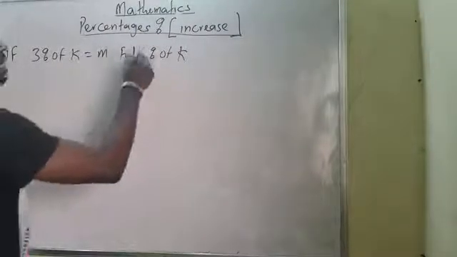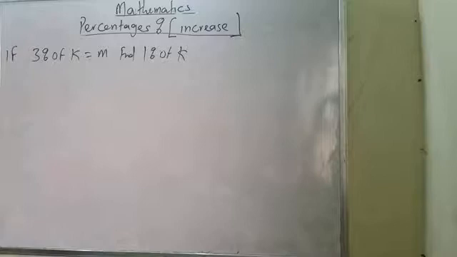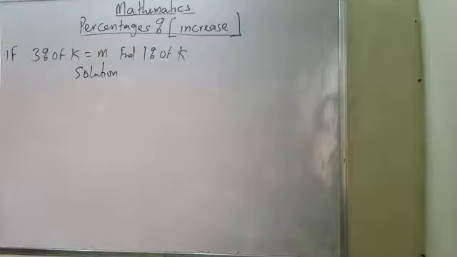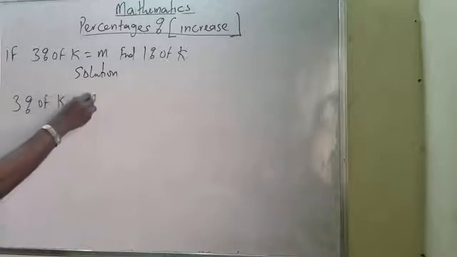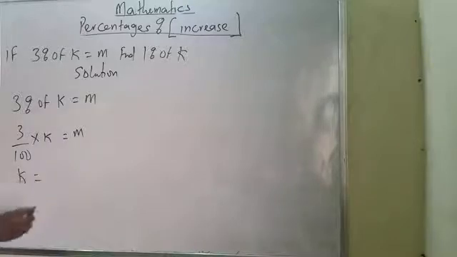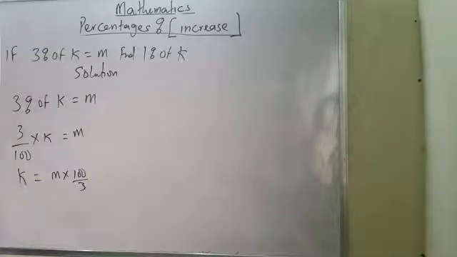You are looking for 1%. 3% of K is M. Now, look at this solution. The first thing you need to do: 3% of K equals M. Now, it means 3 all over 100 multiplied by K equals M. Now, my K equals M multiplied by 100 all over 3. Please take note of that. I'm just multiplying both sides by the inverse of what is there.